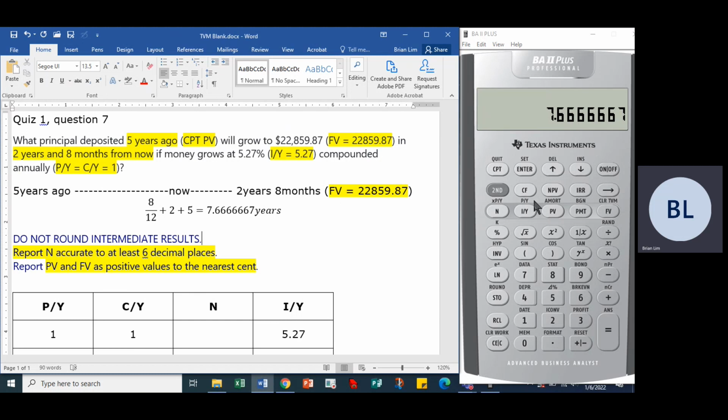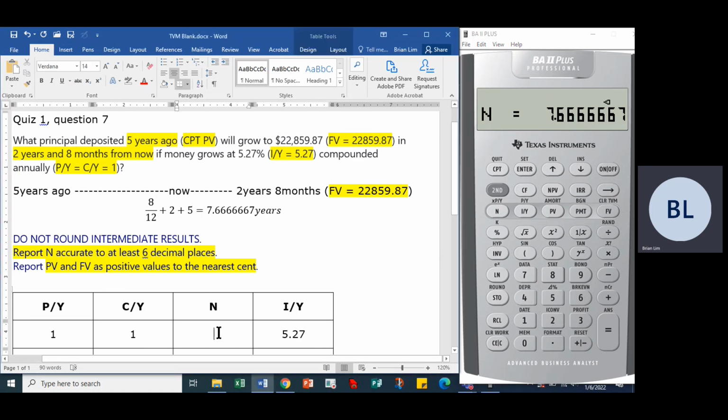So we have that number, and then what we normally would do with second N, we multiply by PY. Sorry, yes, it's 1. That's correct. Sorry, I almost got fooled there. So it's 1. That is the reason why this number remained the same. So the number N to enter here would be 7.66666667. IY is 5.27. So let's enter that.